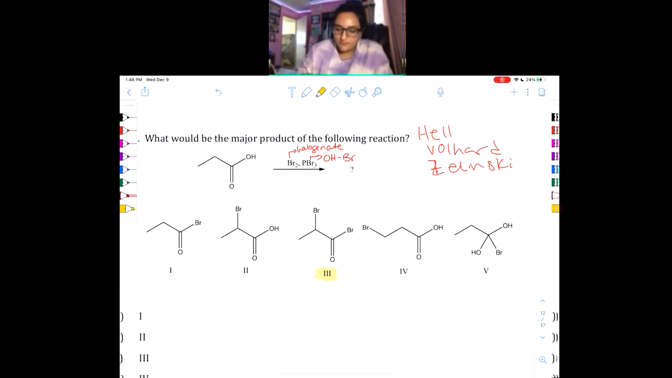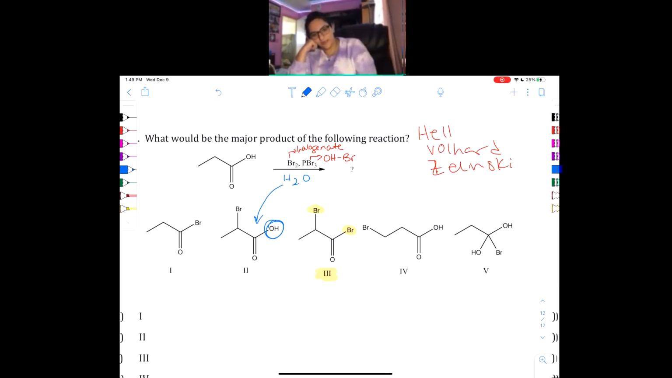Yes, I would agree with number 3 because we added this bromine and this bromine. If we had H2O, let's say, we would end up making this answer because we would turn that bromine back to an OH. Make sense-ish? Any questions, comments, concerns?